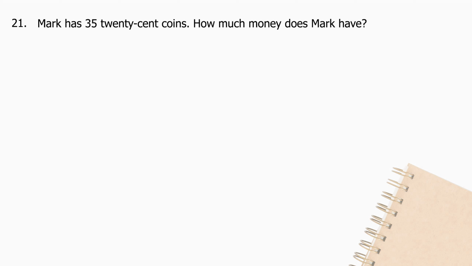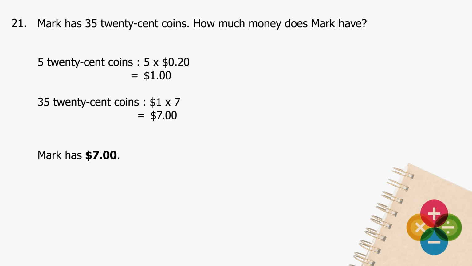Question 21. Mark has 35 20-cent coins. How much money does Mark have? Amount of 5 20-cent coins will be, multiply 5 by 20 cents, and the product is $1. Amount of 35 20-cent coins will be, multiply $1 by 7, and the product is $7. Mark has $7.